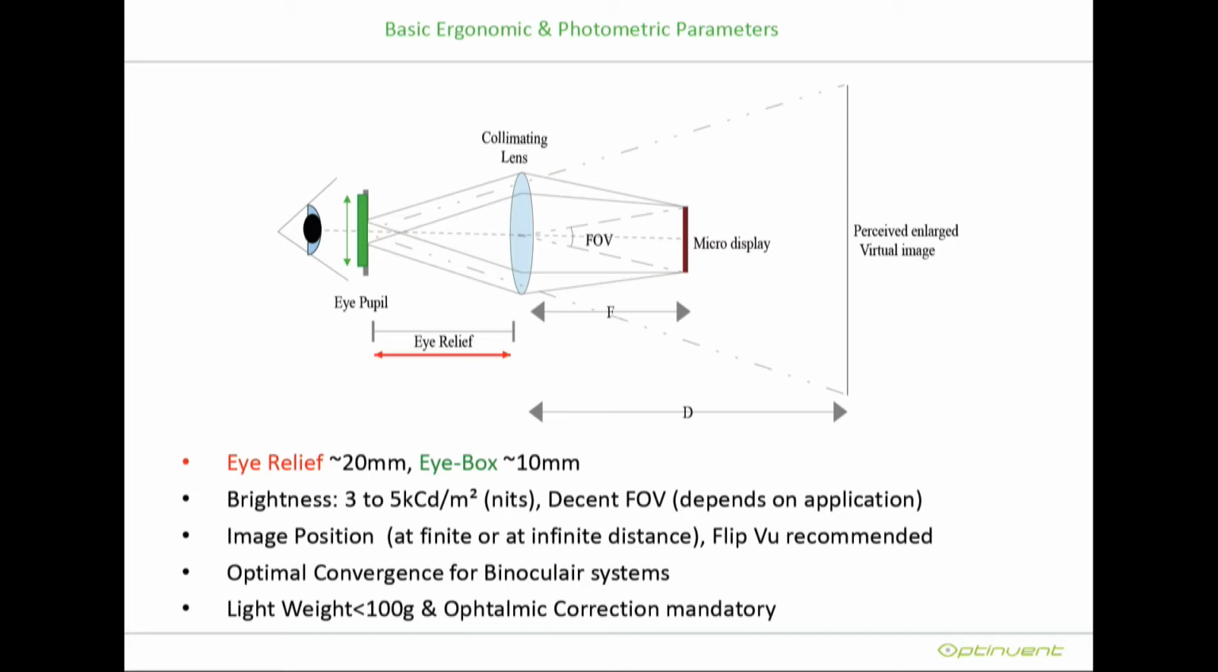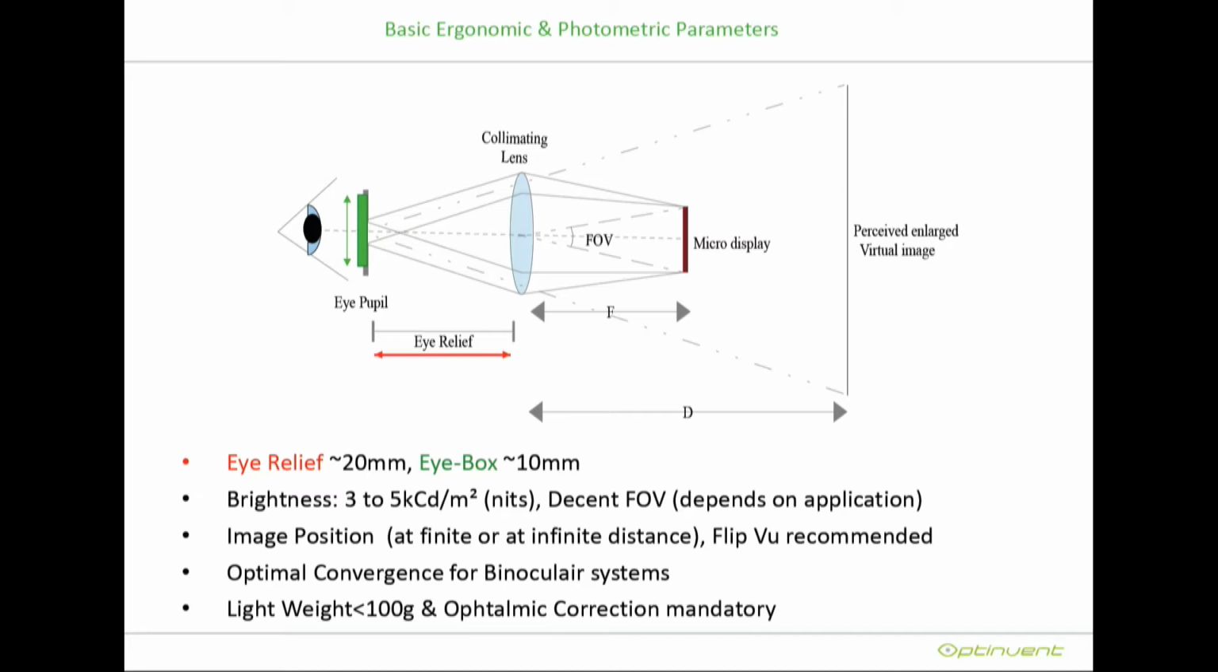You also need to have what we call a decent field of view. Field of view means how big the image is. This depends a lot on the application. For some information applications, you don't need a very large field of view. However, for surgical, for some 3D, you need a larger field of view. The trend today is to have a larger field of view. The other parameter is the image position, at what distance you locate the image. Normally, in current products, the image is located at 3-4 meters. This could be okay for some applications. However, for other applications, you need it to be close or far away, okay?